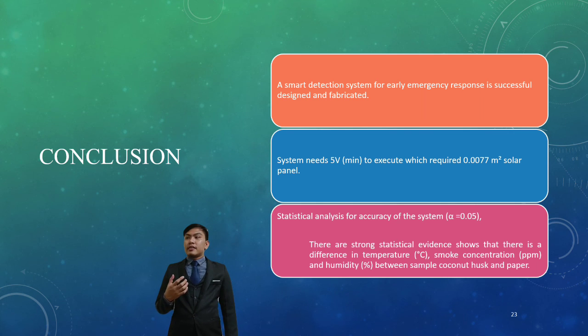The statistical analysis for accuracy of this system is determined by t-test analysis, where alpha is equal to 0.05. There is strong statistical evidence that shows that there is a difference in temperature, smoke concentration and humidity between sample coconut husk and paper.